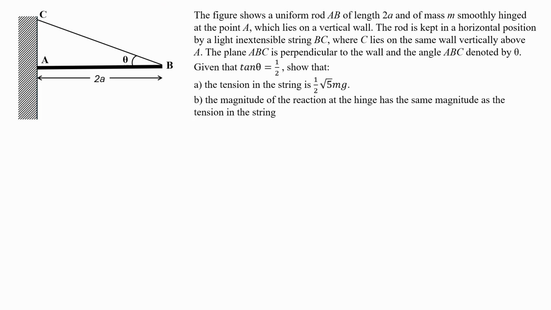So the first thing I'm going to do now is put on the forces. We're told that this is a uniform rod, which means that its mass M is at its center. So its weight here is going vertically downwards, and it's right at the center. So the distance here is a. The next thing I'm going to do is add on the tension, and the final thing is to add on the reaction at the hinge.